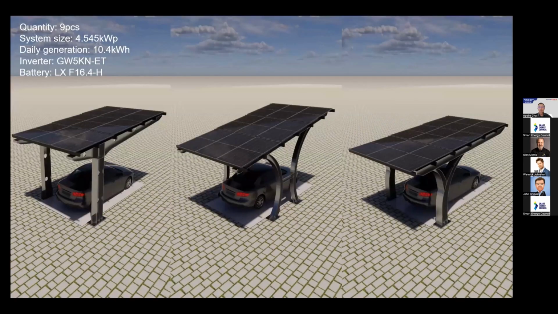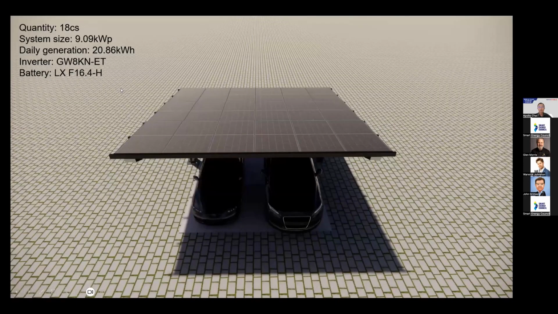In terms of residential, GoodWe made a modular design together with our partner, and for the residential end user, depending on their preference, they can choose a T shape, H shape, or Y shape. Also, because it's a modular design, it is easy to expand to two carports in portrait or in landscape.